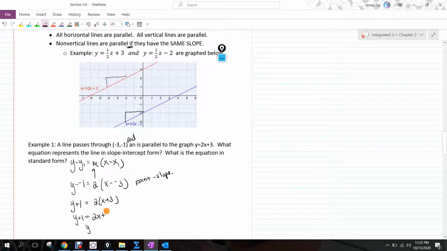Distributing the 2, making this 6. Got ahead of myself a little bit. Subtract 1 from both sides, I get 2x + 5. Okay, that is slope-intercept form.